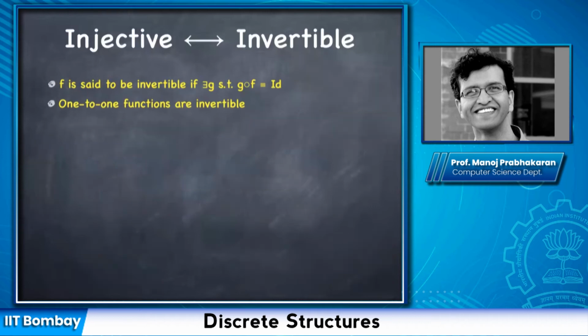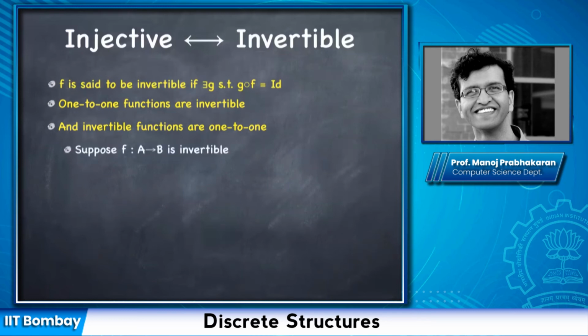Now, it goes a little further. What I showed you just now is that if you give me a one-to-one function, it is invertible. But actually it goes in the other direction also. If you give me an invertible function, it has to be one-to-one. Okay? So suppose you give me an invertible function. What happens if it were not one-to-one?